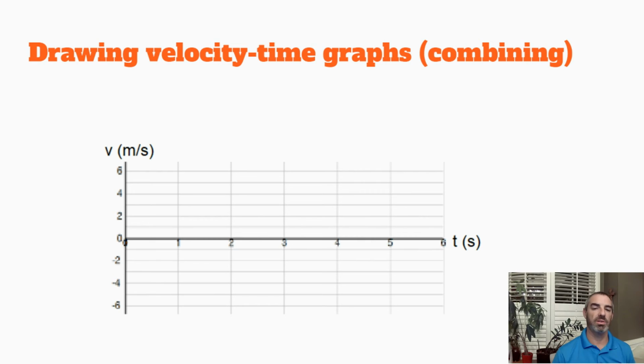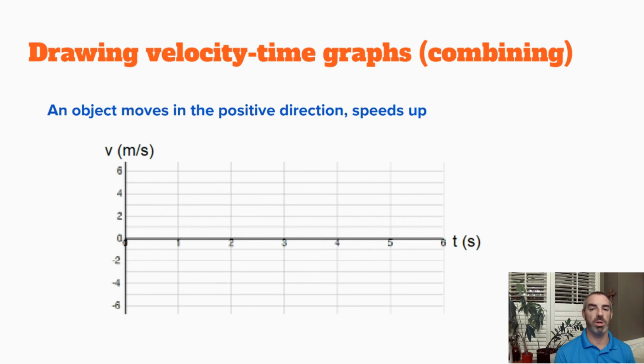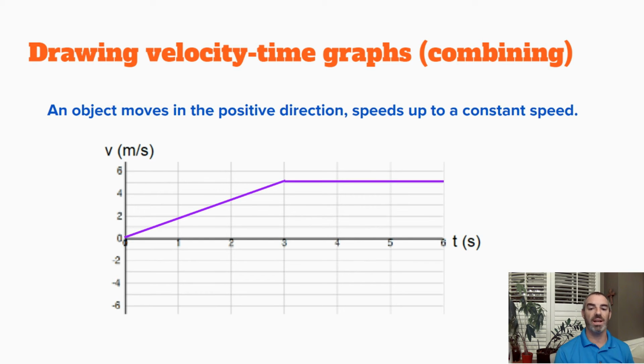So let's combine these. Let's look at an object moving in the positive direction and speeding up. We know from our experience, positive direction means it's drawn above the time axis. Speeding up means that it's going to start somewhere closer to zero and get further away from zero. So let's draw a line from 0 to 3 seconds, reaching a speed of 5 meters per second. Then we want it to speed up to a constant speed. Well, constant speed, we know the speed's not changing, so the velocity is constant. So we're going to draw this horizontal line, and this represents the object speeding up for the first 3 seconds, and then maintaining a constant speed for the last 3 seconds. So a combination of two types of motion.